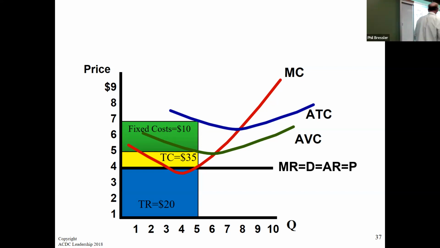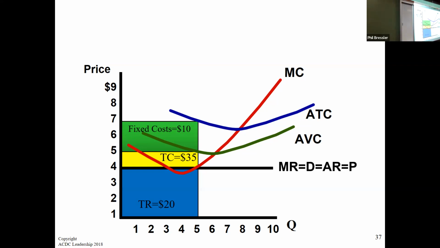So would we shut down at $4? We're below ABC? We're good. Yeah, it is. Here's ABC. We're shutting down. Okay.